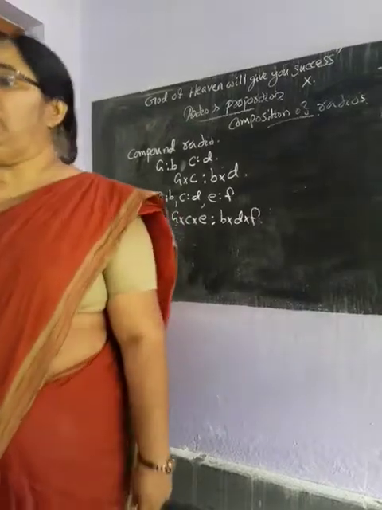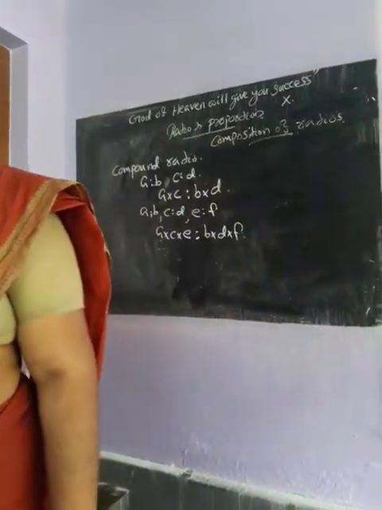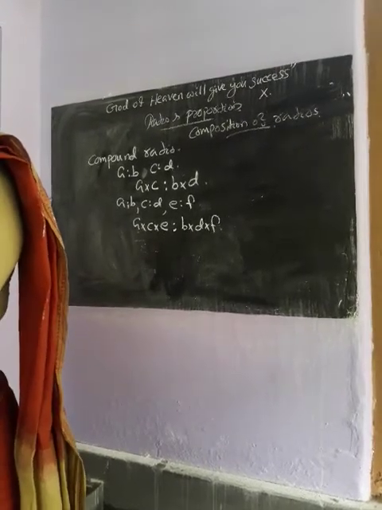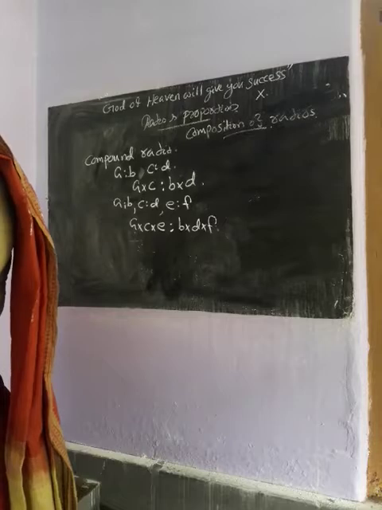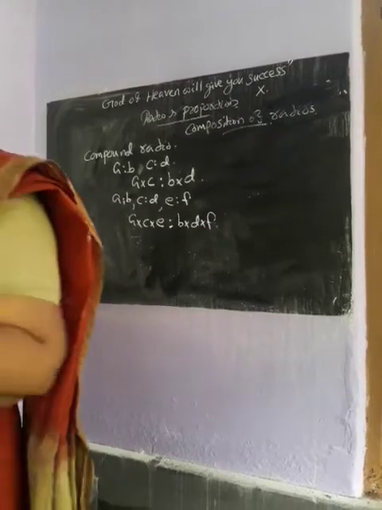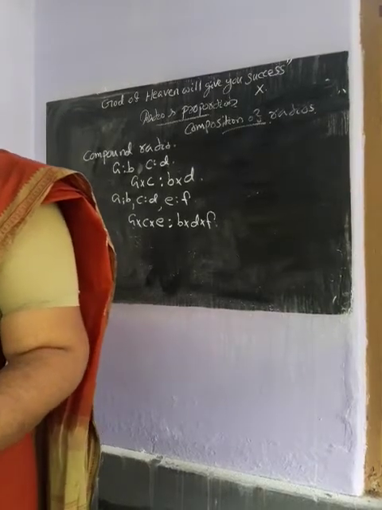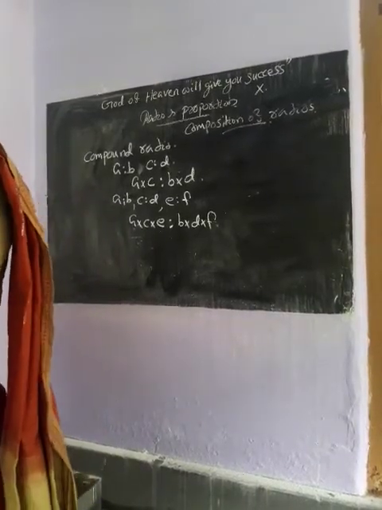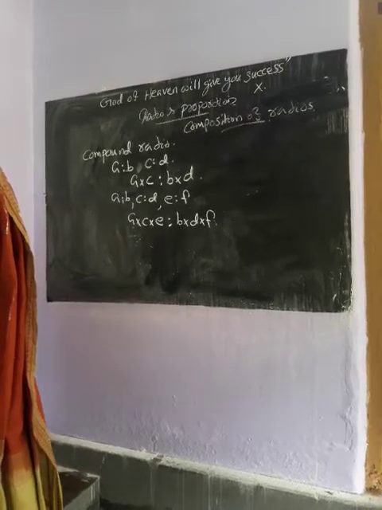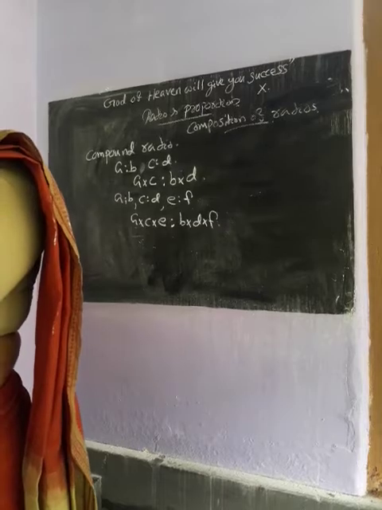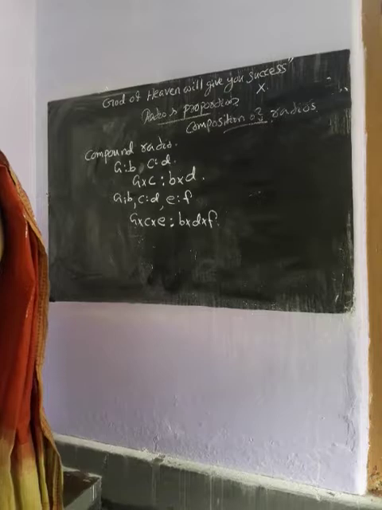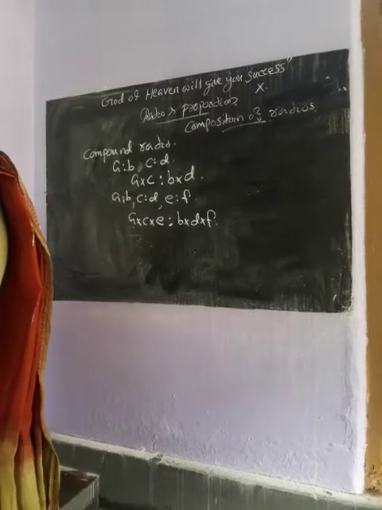Here, in the case of A is to B, A is known as the antecedent and B is known as the consequent.